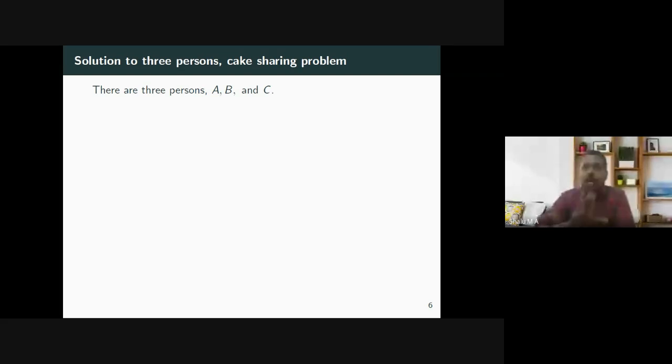അപ്പൊ എ ഒരു പീസ് ഓഫ് കേക്ക് കട്ട് ചെയ്തു. എന്നിട്ട് എ ആ കേക്ക് പീസിന്റെ മുകളിൽ സ്വന്തം പേര് എഴുതി വെക്കുന്നു, എന്നിട്ട് അത് ബിക്ക് കൊടുക്കും.